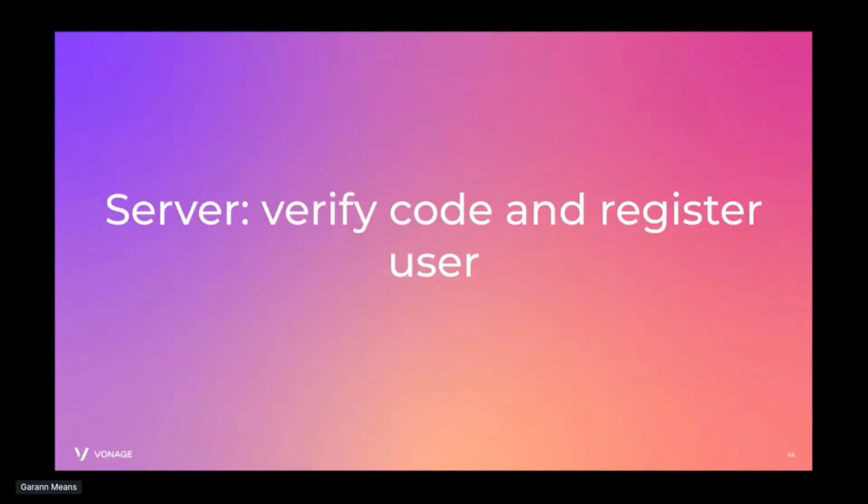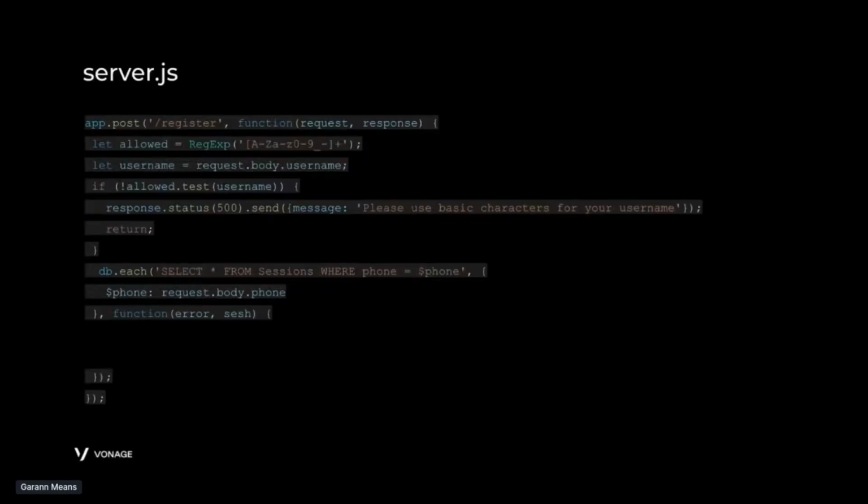And then this is the important part. The server is going to verify that code and register the user. And indeed, the endpoint is called register. So we're going to first check that the username is valid using some regular expressions, which is always fun. If it's not valid, then we're going to send them back a message saying you need to not be so fancy, because we're not set up for that. And then we want to select the session that corresponds to the phone number they submitted. And so we're now going to go and do the checking of that request ID that we saved before into the sessions data store using this phone number as a key.